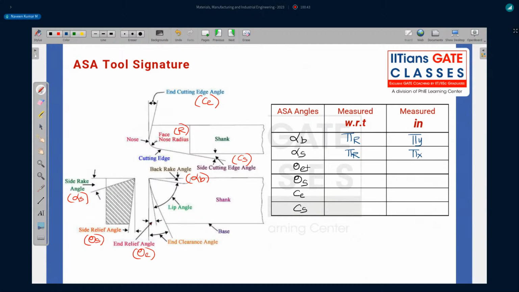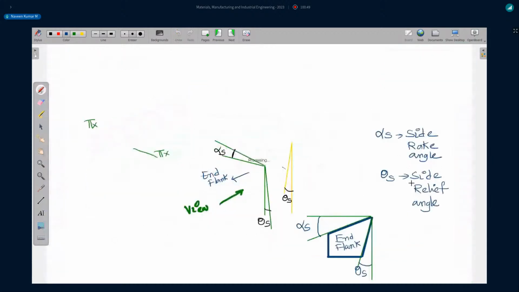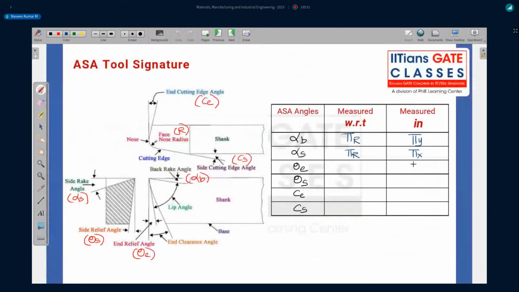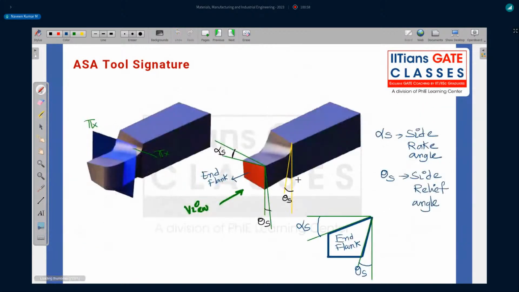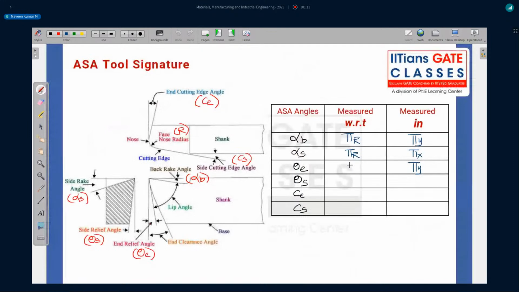So theta E, theta S. So theta E is measured in which plane? Theta E is measured in pi y plane. So let me write that, measured in pi y plane. And with respect to which plane are we measuring, right? So theta E, where is it? So you see, this is your x, and inside is y. So this is x plane.